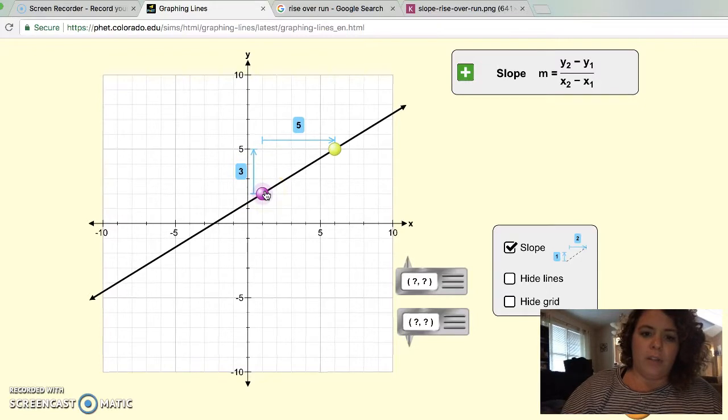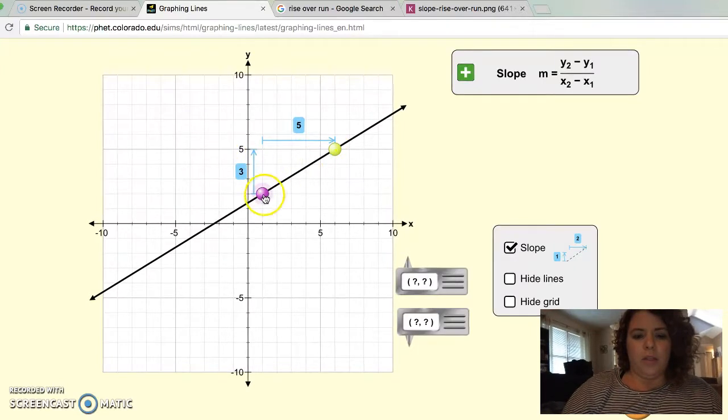So I can count the lines, or the boxes between the 2 points. So I have 1, 2, 3, and then there's my other point. So I know the height difference between these two things is 3. So here we go again. 1, 2, 3. From where this point is on the y-axis to where this point is on the y-axis, there's a difference of 3.